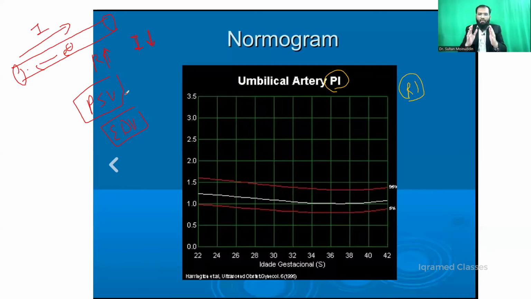Okay, so if I say RI increases, it means resistance increases, so the blood flow would decrease. Now when I say that PI of the uterine artery increases, what does it mean? PI or RI increase means resistance increase, and if resistance increases, it means that the blood flow to the uterus is going down, the blood flow to the fetus is going down.